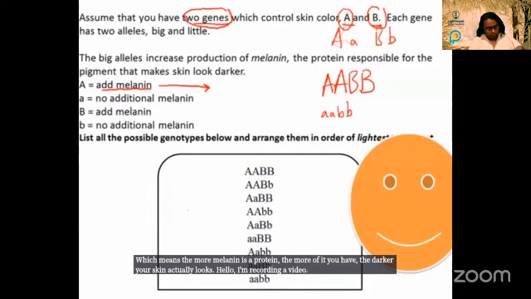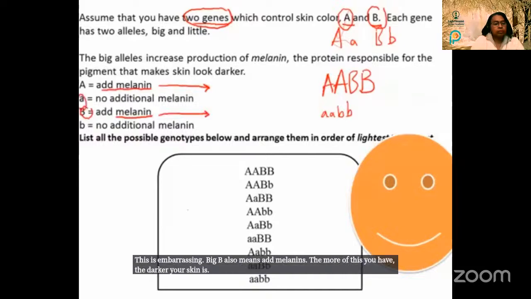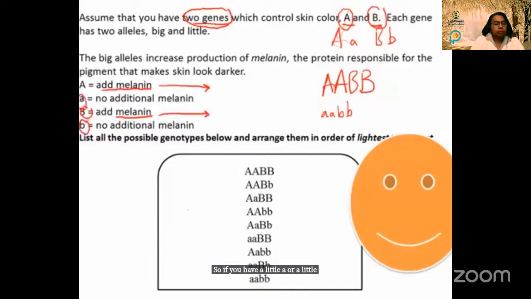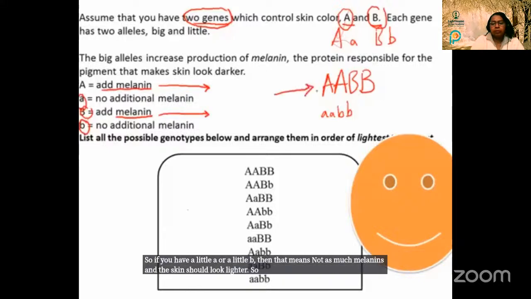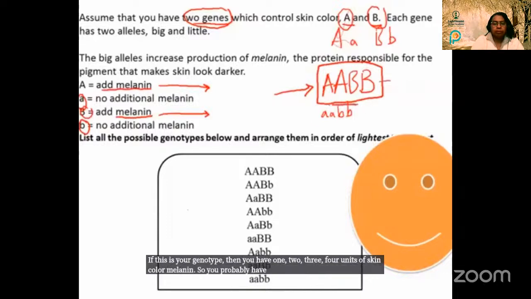This is embarrassing. Big B also means add melanin. So the more of this you have, the darker your skin is. So if you have a little A or a little B, then that means not as much melanin, so the skin should look lighter. So check out this person. If this is your genotype, then you have 1, 2, 3, 4 units of skin color melanin. So you probably have really dark skin here, but this person has 0 units of skin melanin, and so you end up with very, very light skin.